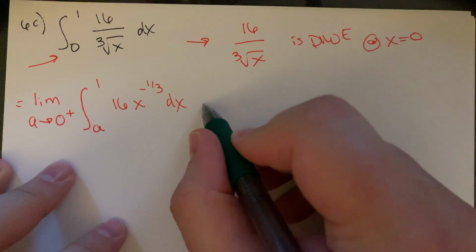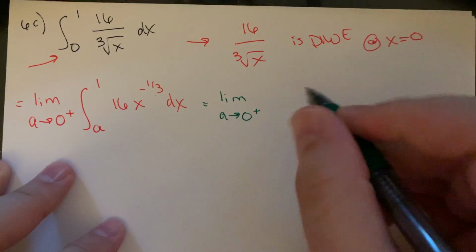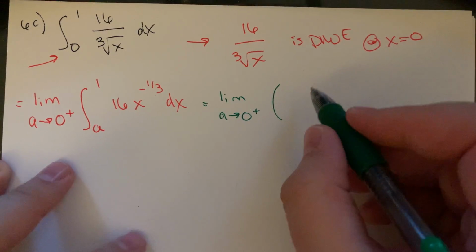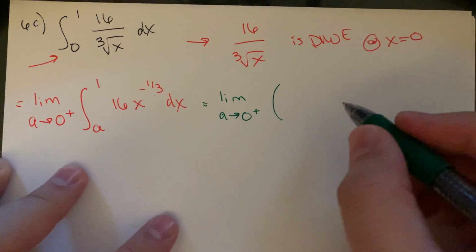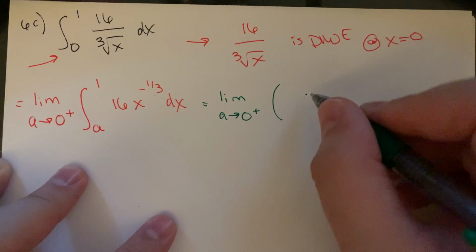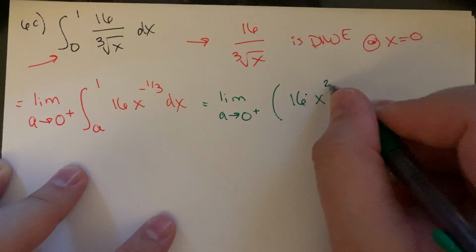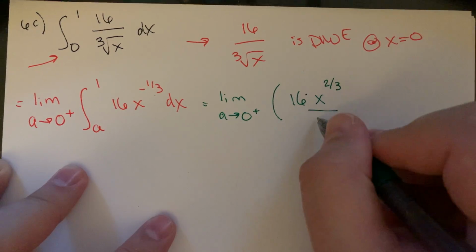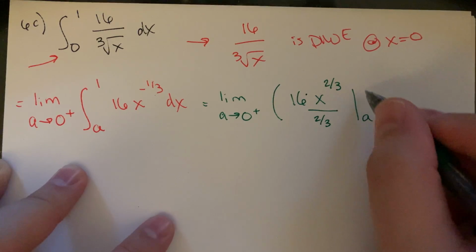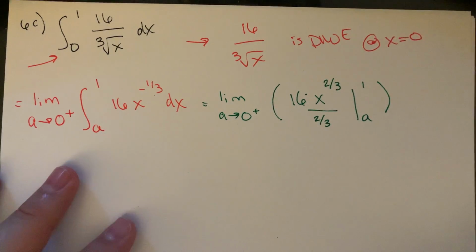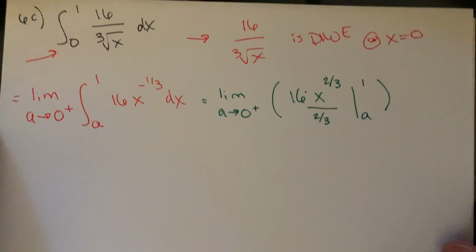That means as far as the antiderivative goes, the limit is just hanging out for now. What's the antiderivative of this going to be? So we're going to add 1. So this would be x, negative 1/3 plus 1. So my new power here, this is 16 times x to the 2/3, and then divided by 2/3. So we're going to come back and clean that up. So this is from a to 1, and that a value we're going to send towards 0 in a minute. I don't need to shift this up just yet.